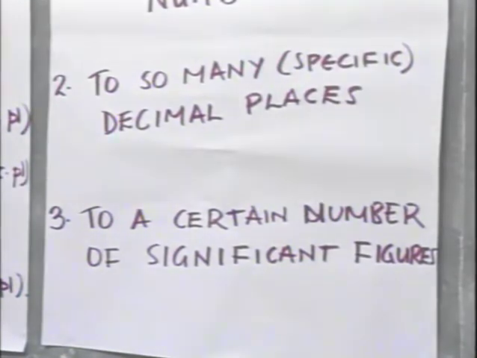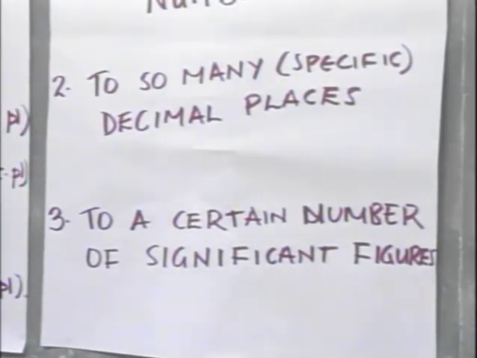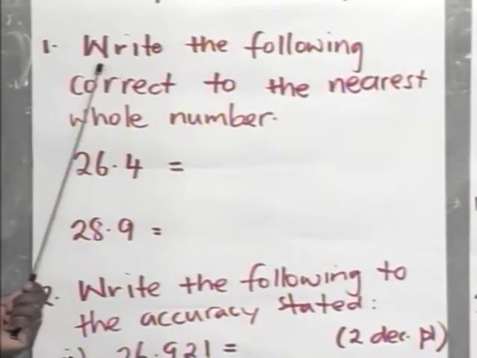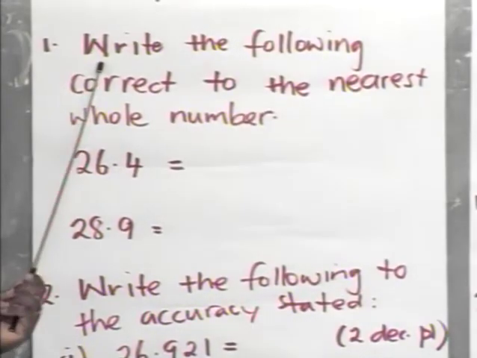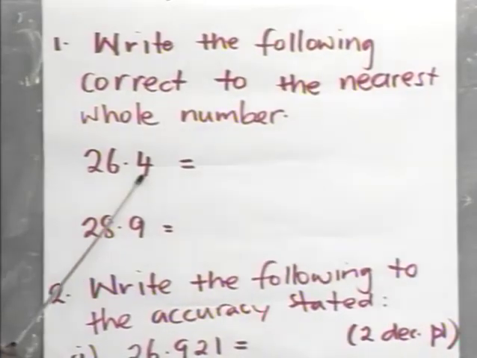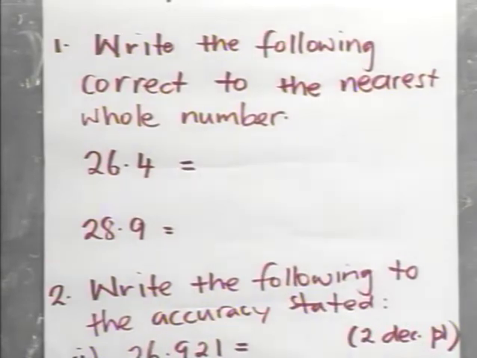All right, since you all know about this, I'm going to ask you to tell me what you do when you estimate a number to the nearest whole number. So I've got two questions here. The first one is, write the following correct to the nearest whole number. If I wanted to rewrite 26.1 to the nearest whole number, Garonamo, what do I do? I don't want the answer. You tell me what I do first.